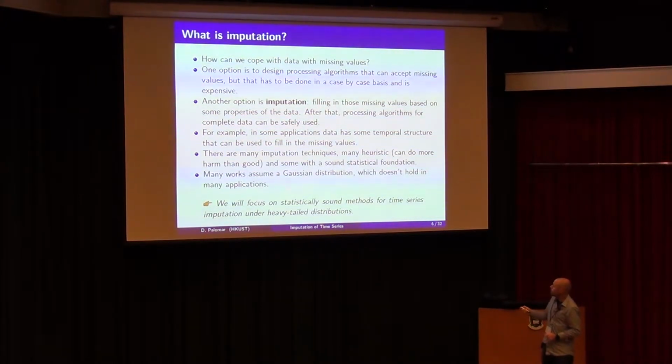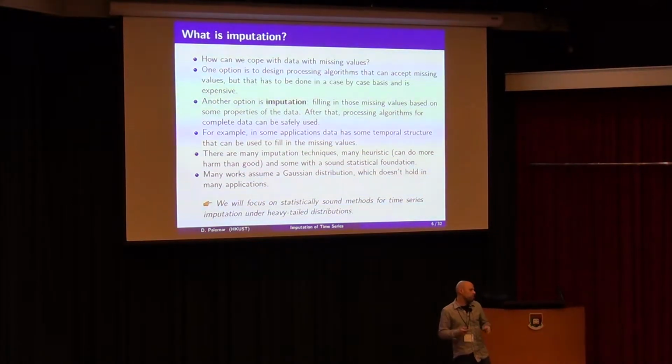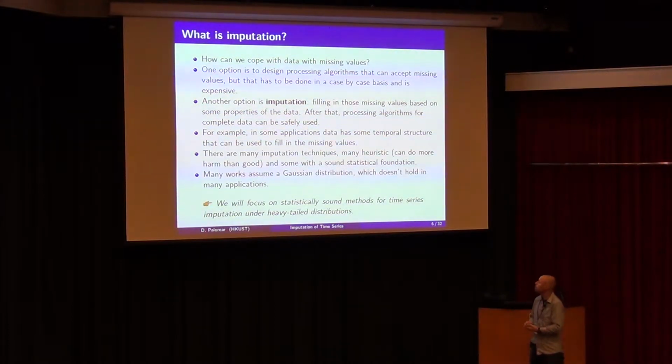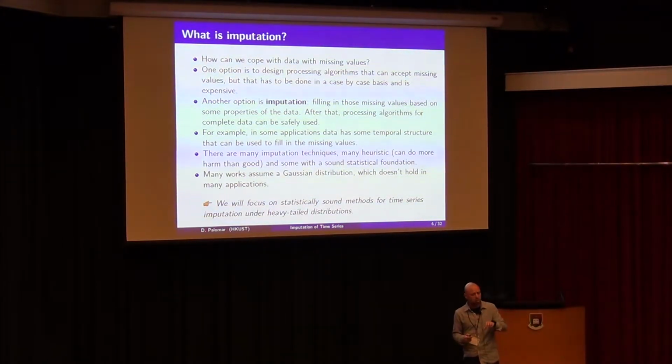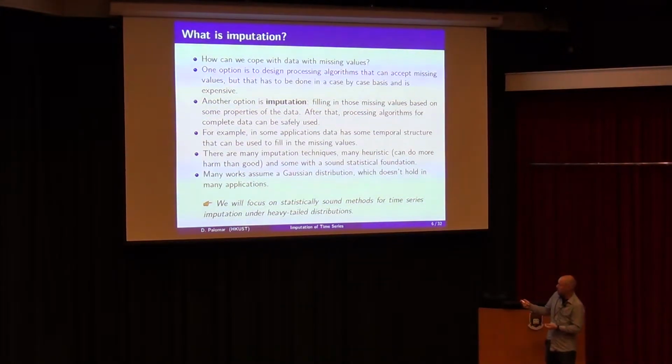There are many imputation schemes. This is a very old topic. Some imputation methods are totally heuristic, ad hoc, and some of them are totally wrong. Sometimes it's better not to do it than to do it that badly. But we want to do it in a sound, statistical way. We want to fill in the missing values in a way that doesn't destroy the statistics of the original time series. As I said, many works assume Gaussian. We cannot do that here. So this is the focus of this presentation.